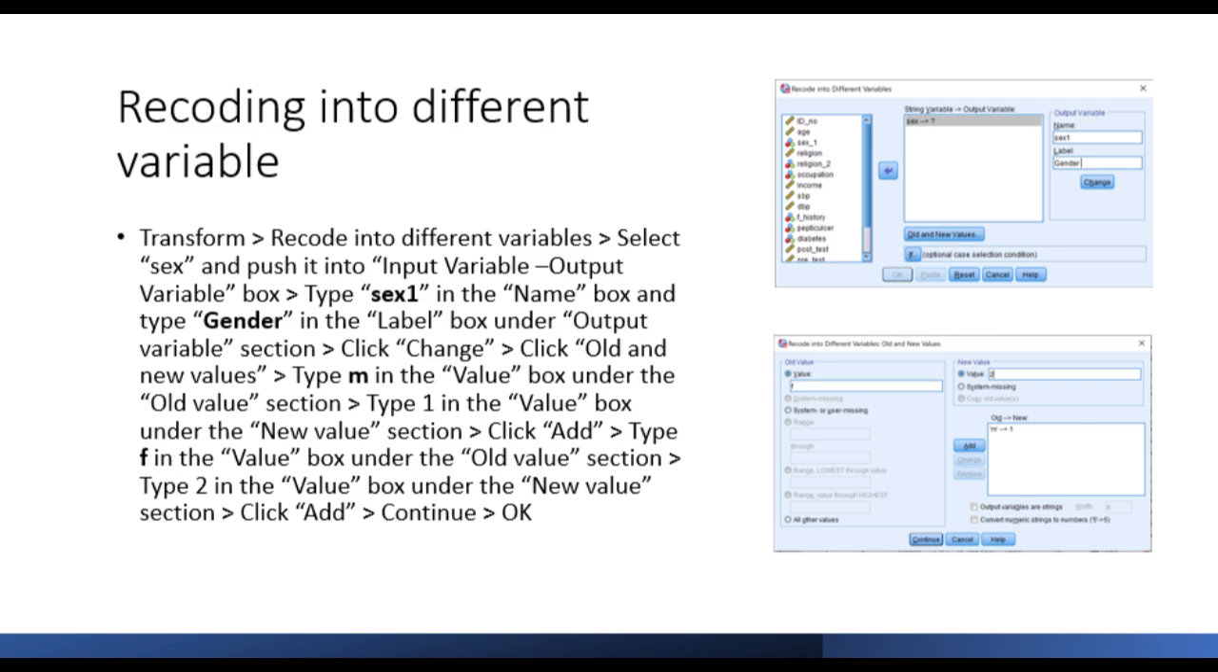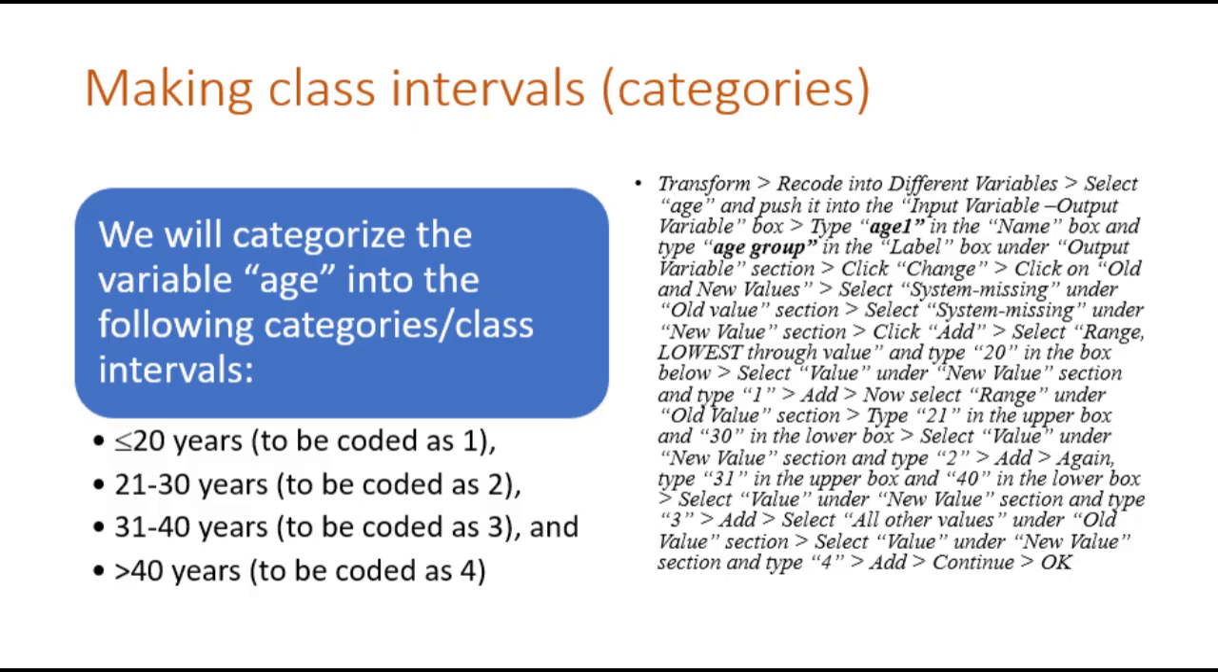Next, type M in the Value box under the Old Value section. Next, type 1 in the Value box under the New Value section. Next, click Add. Next, type F in the Value box under the Old Value section. Next, type 2 in the Value box under the New Value section. Next, click Add. Next, Continue. Next, OK.